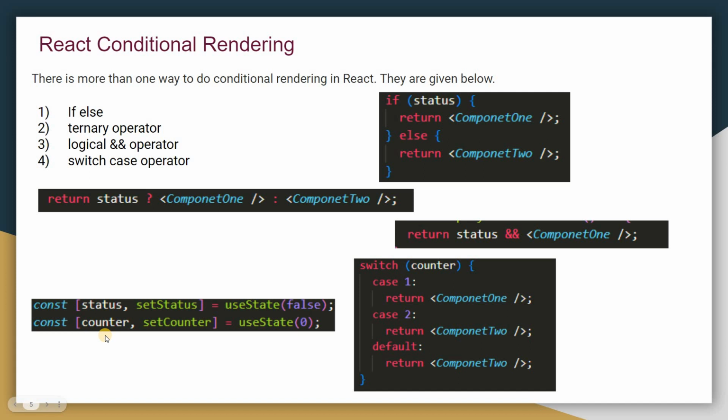So in this video we will learn about React conditional rendering. There are 4 ways by which we can render conditions in our React application. So the first one is if else.